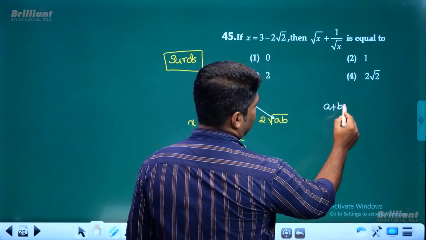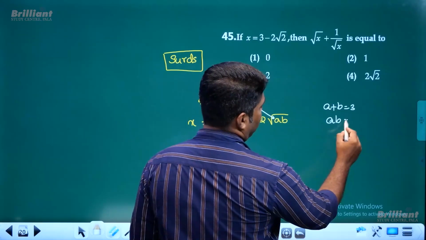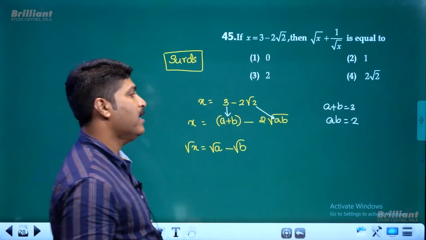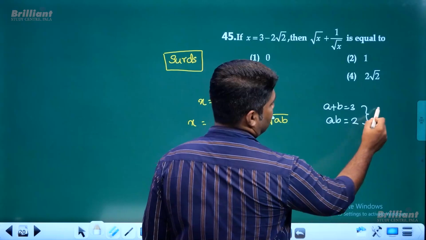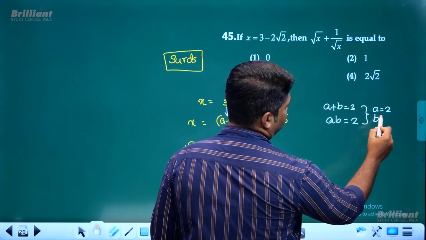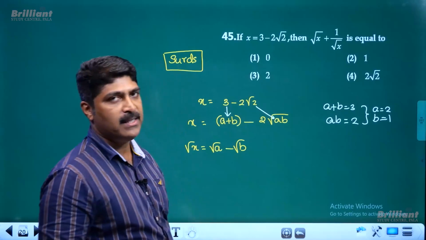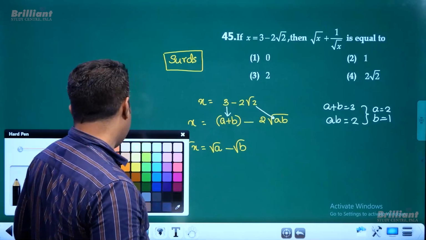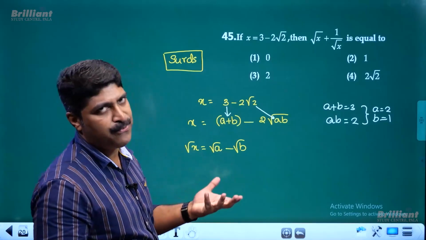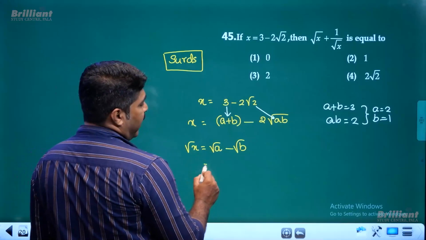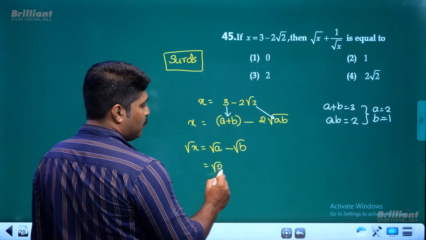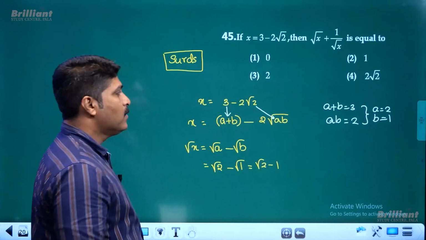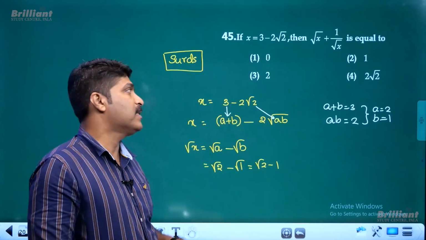Think about such two values. A plus b is equal to 3 and ab is equal to 2. Which are the suitable values for a and b here? While considering these two conditions, a equal to 2 and b equal to 1. Think about these two values. The product is 2 and the sum is equal to 3. Take a as the largest value. Therefore, this root x is nothing but root 2 minus root 1. This root 1 is nothing but 1. So this is a way to find the square root of a surd.